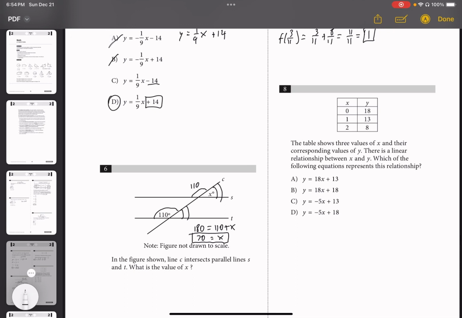Question 8, the table shows 3 values of x and their corresponding values of y. There is a linear relationship between x and y. Which of the following equations represents this relationship? Okay, so we're going to find the slope first, and we're already given our y-intercept, because our y-intercept is when x is equal to 0, so we can immediately cross out A and C. And then finding our slope, we can do 13 minus 8 over 1 minus 2, and we get 5 over negative 1, which is equal to negative 5. So looking at our answer choices, if our slope is negative 5 and our y-intercept is 18, that gives us answer choice D.